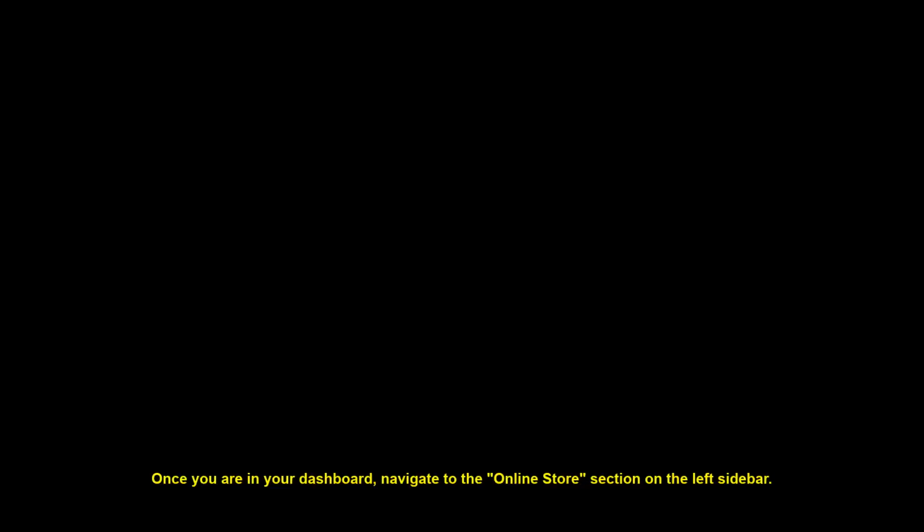Once you are in your dashboard, navigate to the online store section on the left sidebar. Click on Preferences under the online store menu. Scroll down to the Facebook Pixel section. If you haven't set up a Facebook business account yet, you will need to do this first.